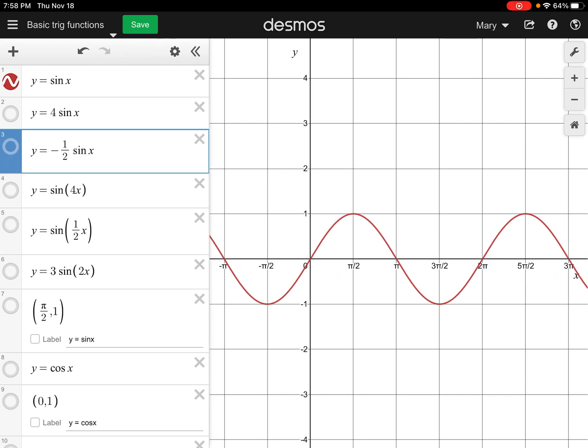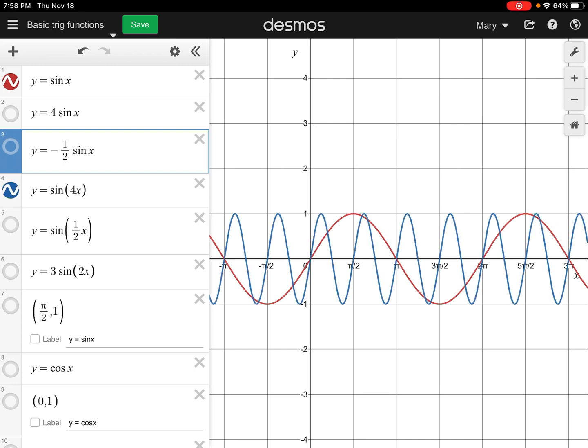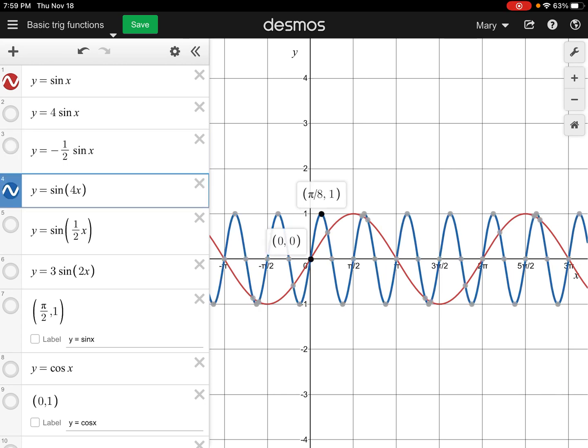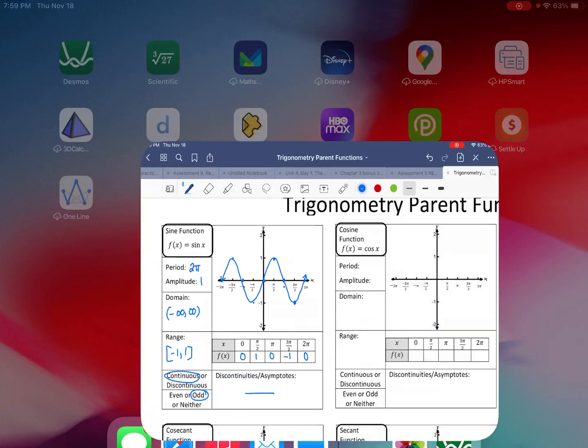The next thing I have for you is the sine of, and I put a 4 inside with the x. Look at that. If you look at the blue one, it went from here to here to here to here to here. It finished its cycle in pi/2. Pi/2 was the amount that it needed on the x-axis to finish one cycle. So that's called its period. Its period got changed to pi/2, and I'm going to show you that on this other side of your paper.